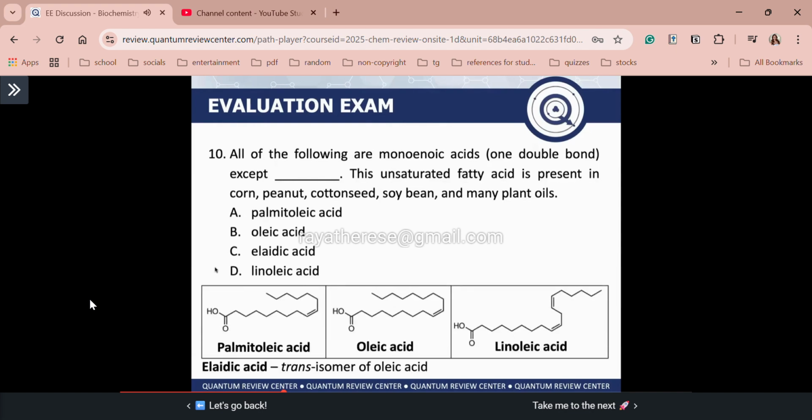Okay, so class, again, here are the structures of our unsaturated fatty acids. Palmitoleic acid, sir, has only one double bond. So, of course, this is not our correct answer. Again, we are searching for our polyunsaturated fatty acid. How about the oleic? Check. This is also monoenoic. So letter B is also not the correct answer.